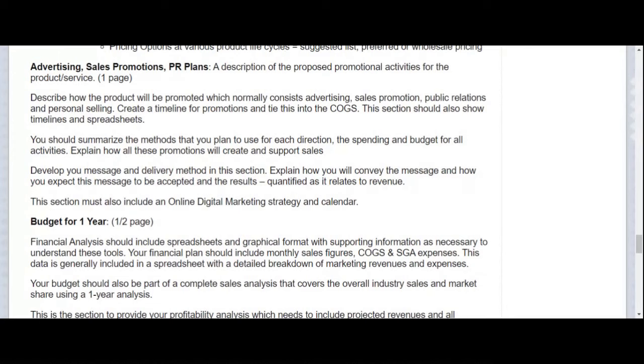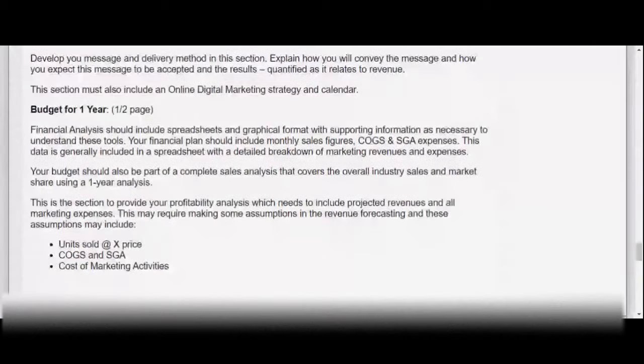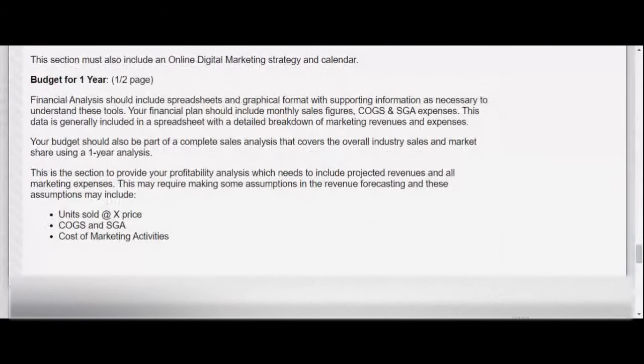All right, so let's talk about that last section, and that's the budget. Now that we have everything done, this last part really is just coming up with a budget, and a budget is pretty simple. And here is the example of what a budget could be. All you really want to do is give me your units sold by your price, what your cost of goods are, and what your selling and general administrative expenses are. That's SG&A. What your marketing expenses are. And then you want to just come up with a profit.